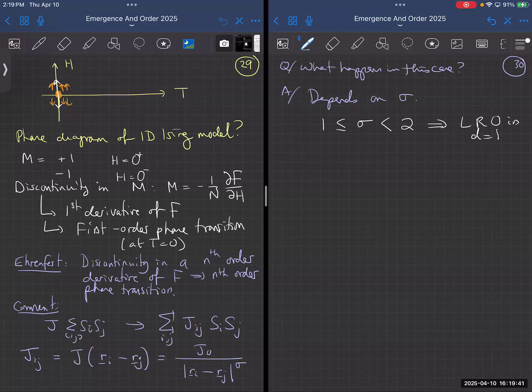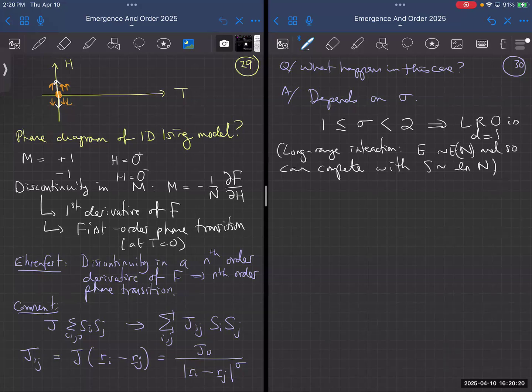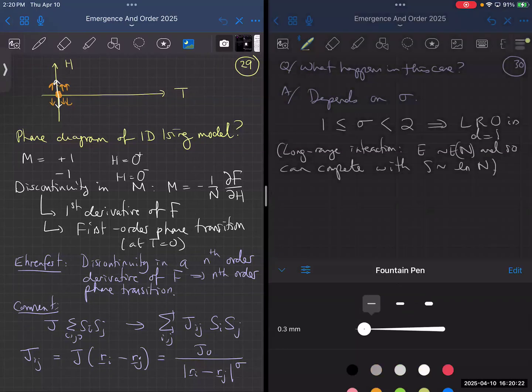So this is a long range interaction. In that case, the energy scales with n in some way, so it can compete with the entropy going like log n. So if the energy is just a constant like J, it can't. But if the energy scales with n in a certain way, then it is possible to have a phase transition. So the long range nature of it is what enables that to happen.